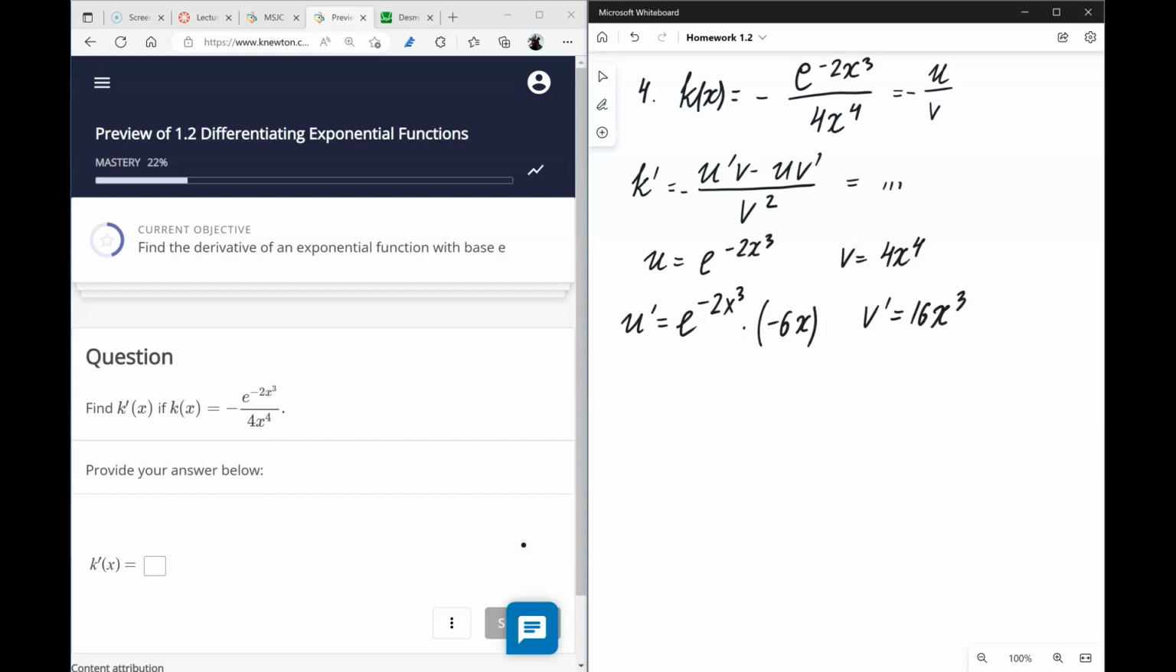So derivative of k is going to be negative v squared in the denominator. And in the numerator we have u prime times v minus u times v prime.